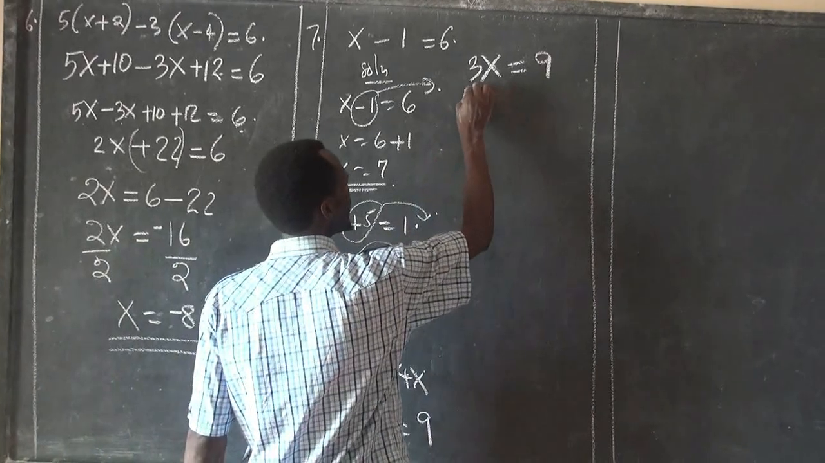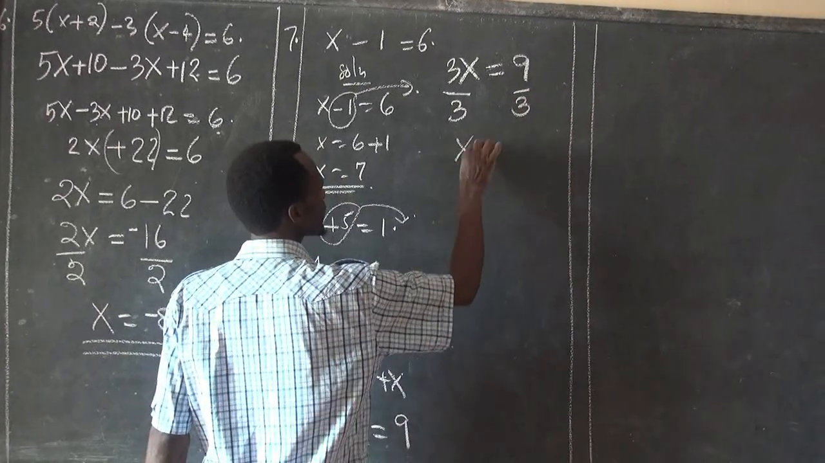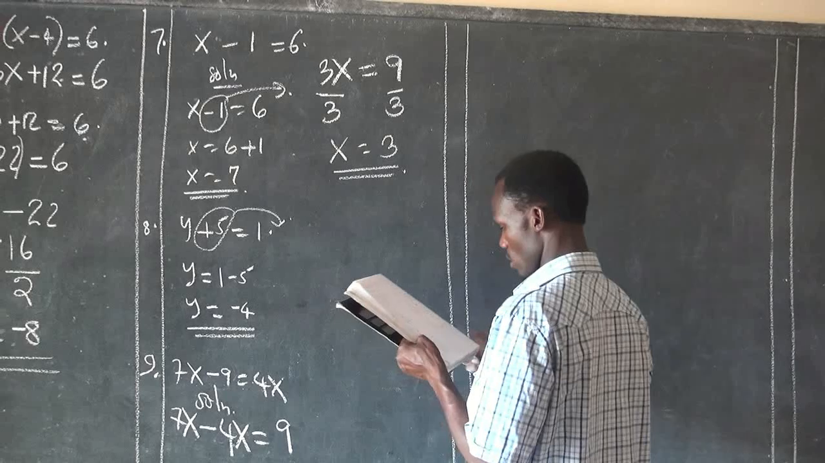Now, we have to divide by 3 both sides. We divide by 3 both sides. Now, x is equal to 3.